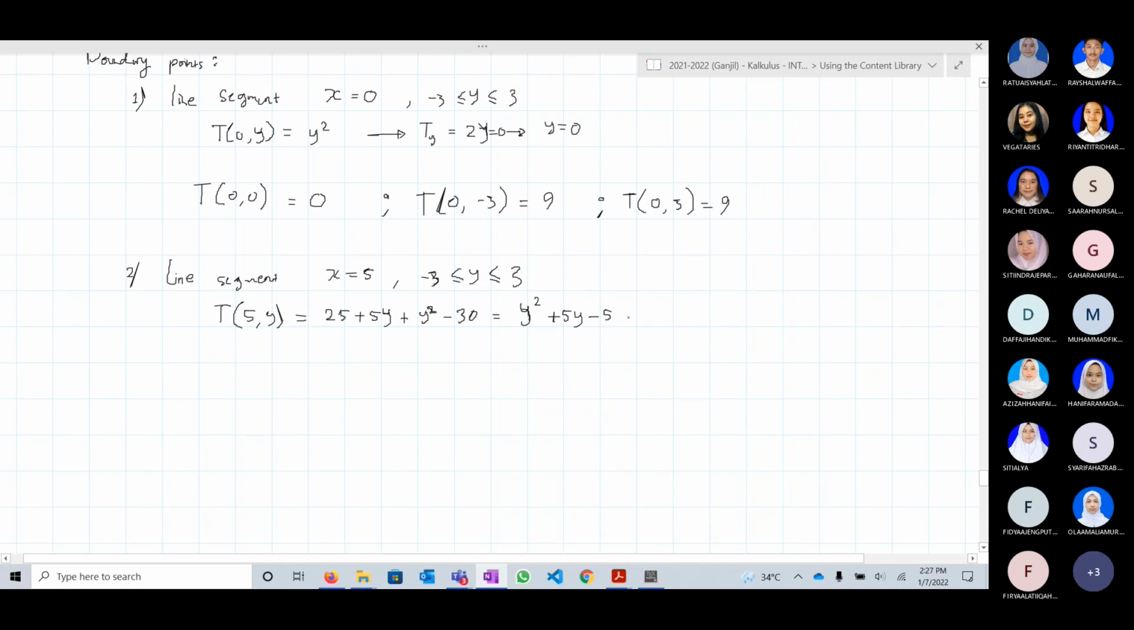Then in this case, the derivative of T with respect to y along this line is basically 5 plus 2y.